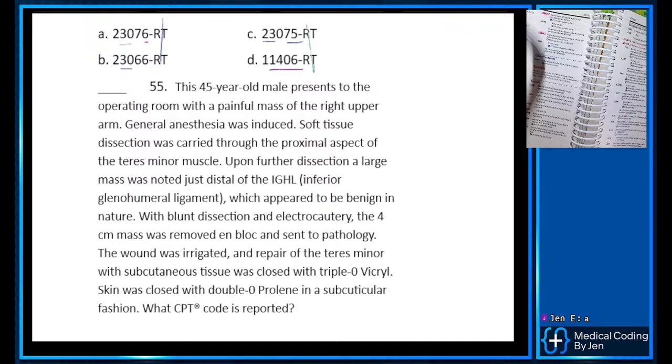There's no, oh, there it is. There's our size. I was looking for that. 4 centimeters. There we go. That helps out. So we know our answer for that one is A.